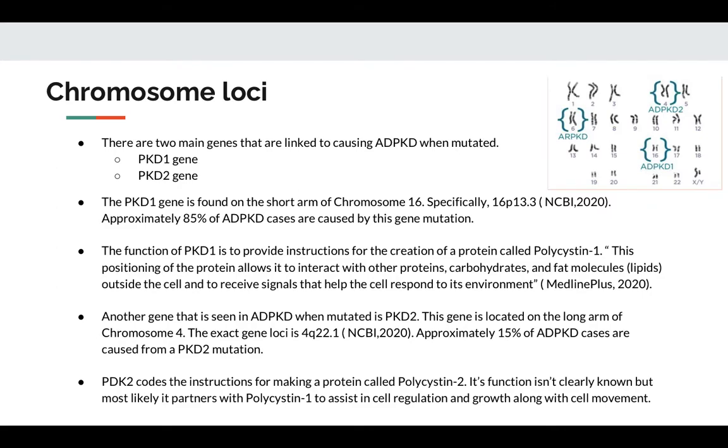Another gene also seen with this mutation in genetic disease is the PKD2 gene, which is located on the long arm of chromosome 4, which you can see up top. And this exact location is 4q22.1. So this is a little less commonly seen in ADPKD cases as it's about a 15% mutation rate. And this gene codes for instructions making a protein called polycystin 2. And it most likely partners with polycystin 1 to assist in cell regulation and growth along with cell movement.